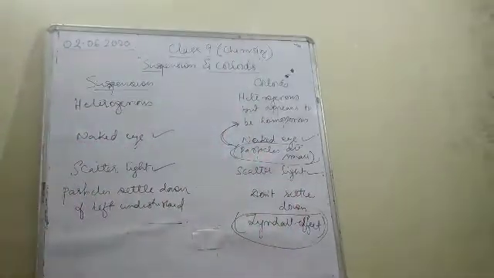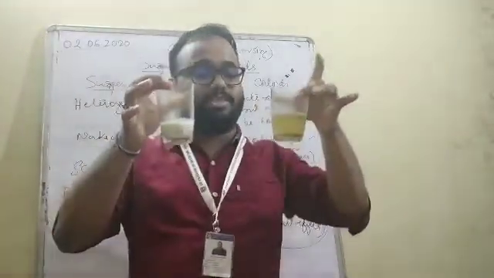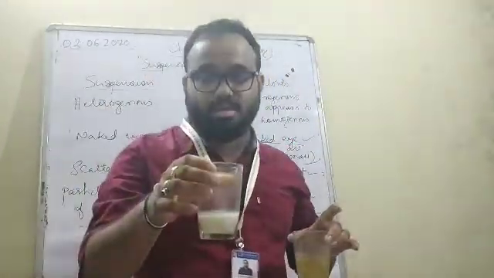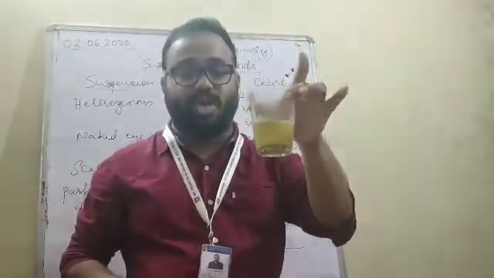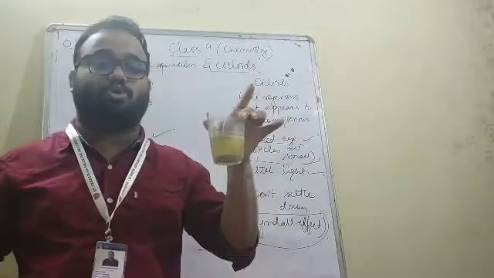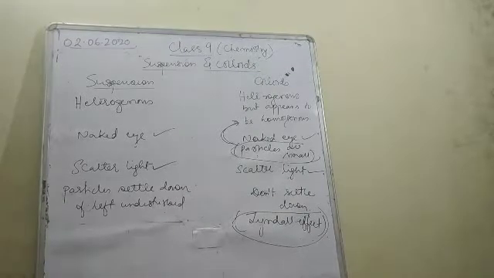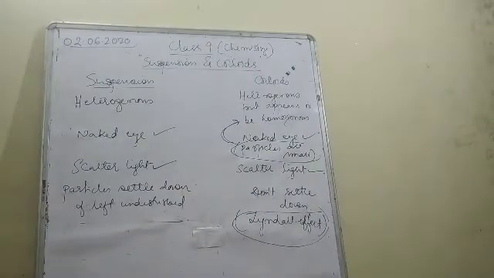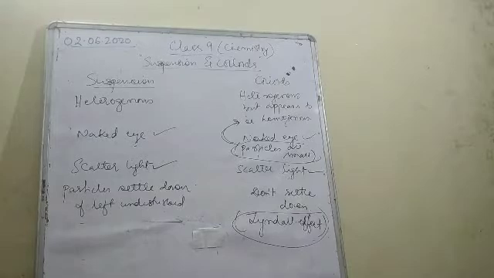To explain better, I have these two solutions. You can see this is actually a suspension and this is actually a colloid. You know what this is? This is milk. Milk is a colloidal solution and this is a suspension. Now how it is a suspension and how it is a colloid, I will show you. Students, can you see the particles which are here? Can you see the particles inside this particular suspension? Yes or no?